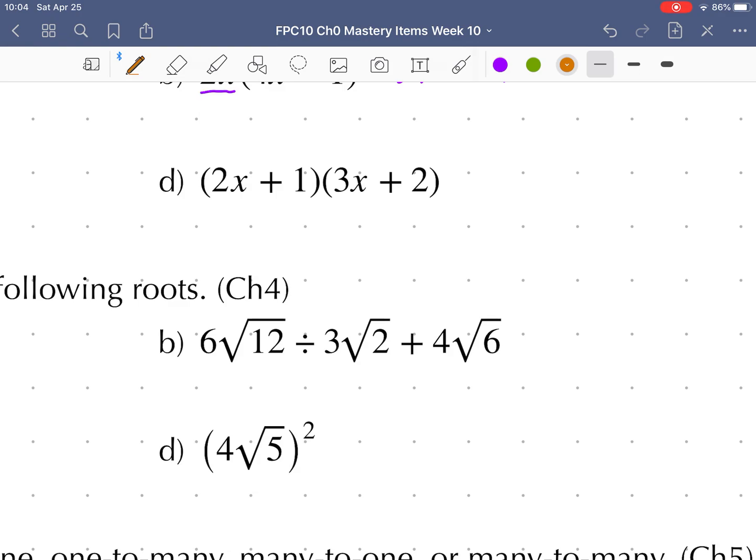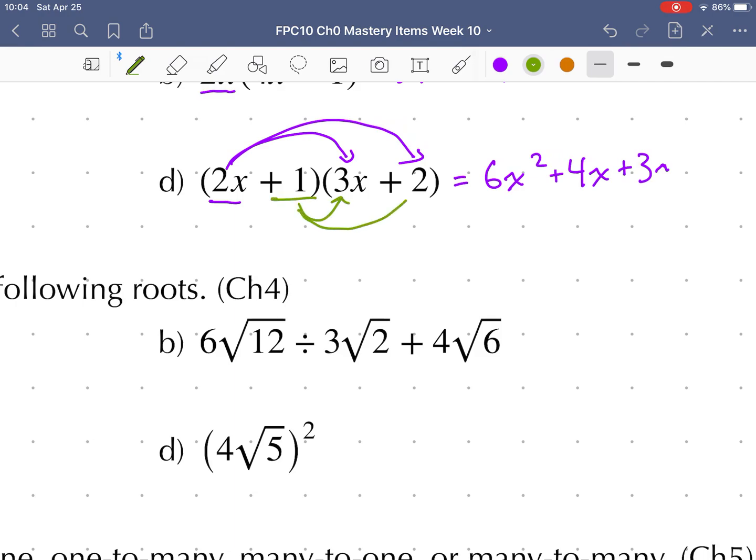Right, in letter D, we also have a binomial multiplied by a binomial. So we take the first term of our binomial, we multiply it to every term in the second binomial. 2x times 3x is 6x squared. 2x times 2 is 4x. Then we take our 1 and we multiply it to every term here. So 1 times 3x is plus 3x, and 1 times 2 is plus 2. Then we're going to simplify our answer by combining like terms to get 6x squared plus 7x plus 2.